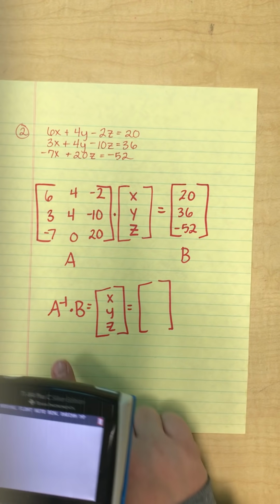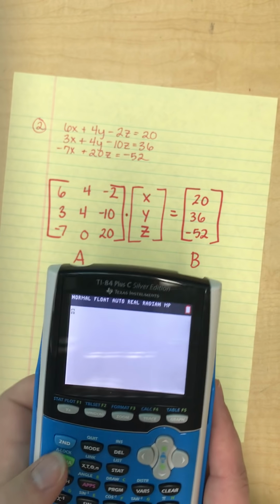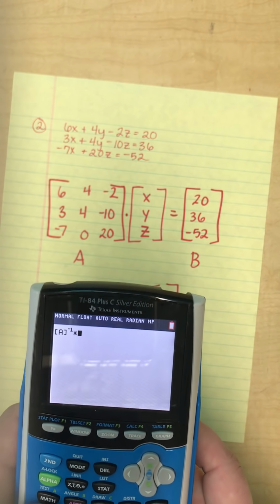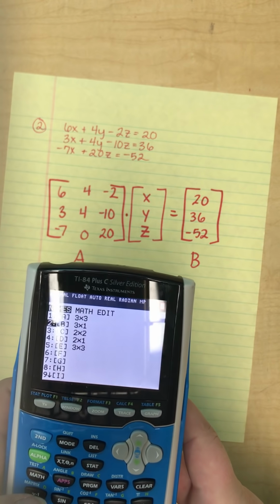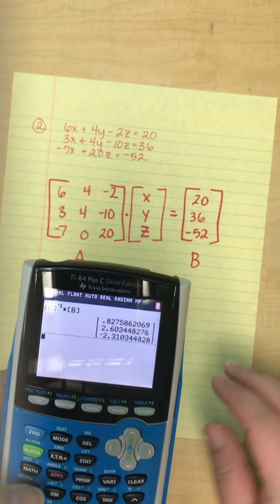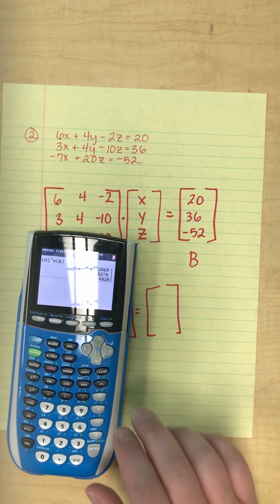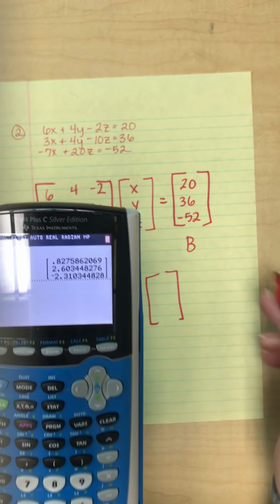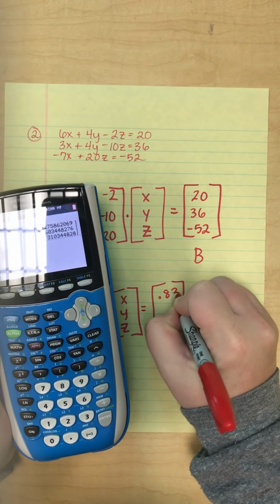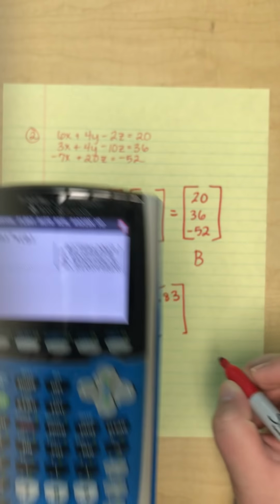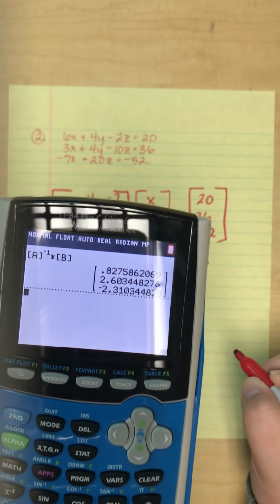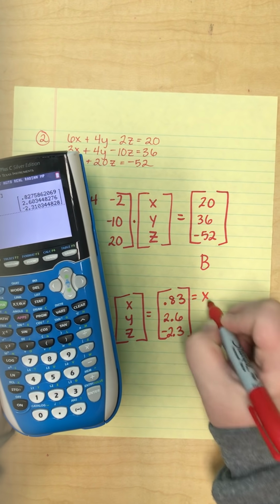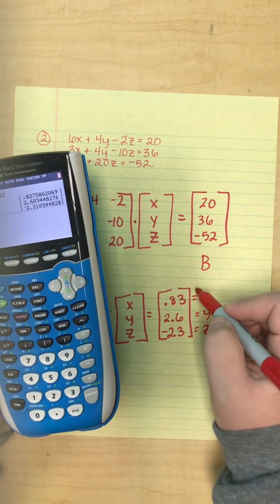All right, so now I'm going to go back in and I'm going to choose matrix A, the inverse of it. So second matrix, choose matrix A, the inverse of it, times matrix B. And hit enter. And here are my answers. So I have decimals, which is perfectly fine. So I'm going to round this to say 0.83, 2.6, and negative 2.3. So this is x, this is y, this is z. And there's your answers.